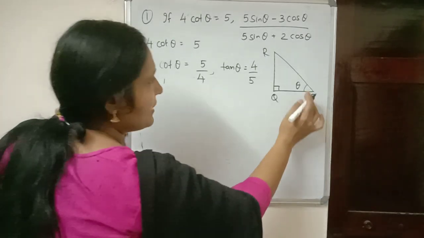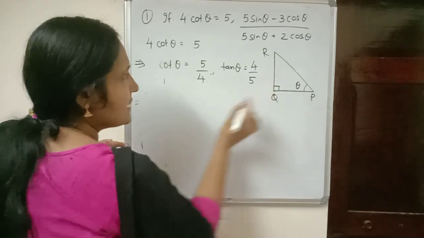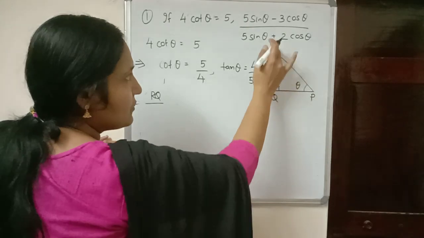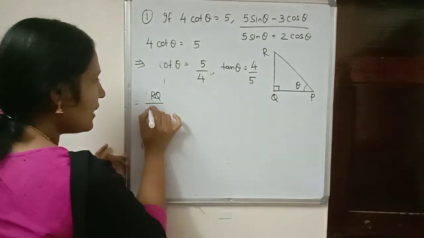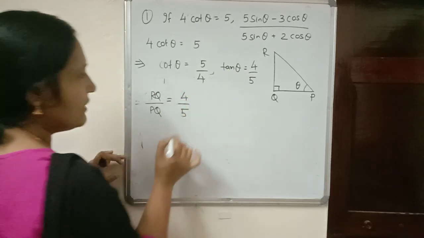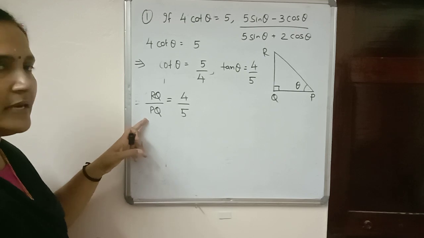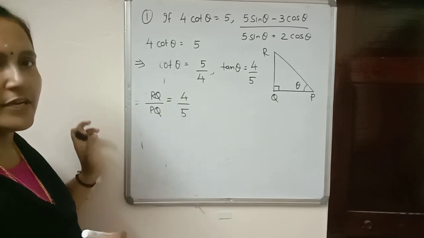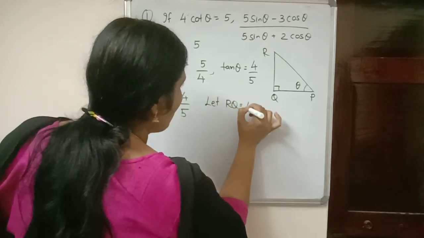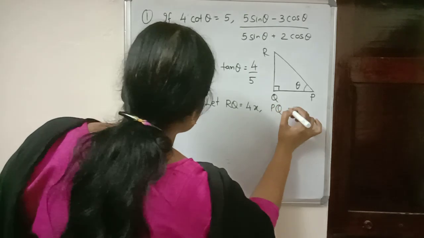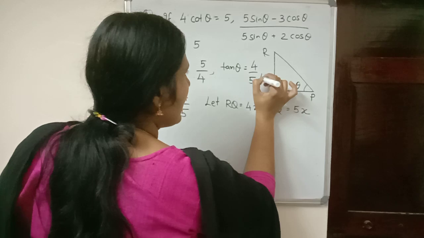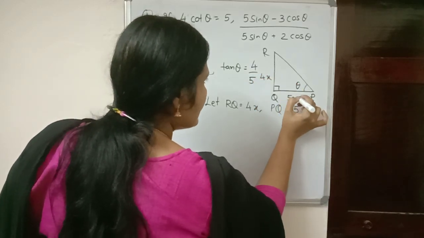Now, according to the formula, what will be tan theta? Tan theta will be equal to RQ by PQ, perpendicular by base. So RQ by PQ is equal to what is given, 4 by 5. The meaning is RQ and PQ are in the ratio 4 is to 5. So we can take RQ equal to 4x and PQ equal to 5x. In the diagram we can mention RQ as 4x and PQ as 5x.